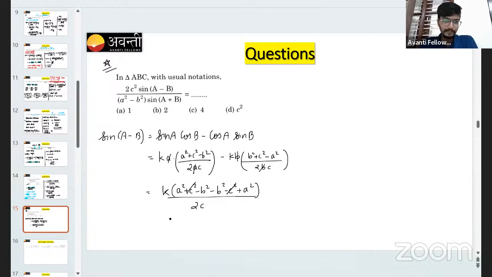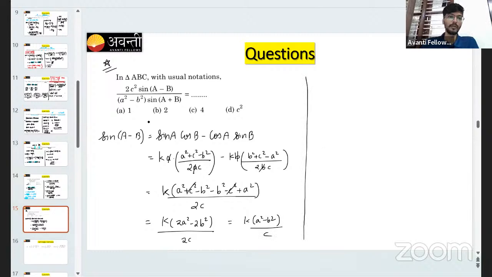So C square is getting cancelled. What I'll get? K into A square plus A square. So 2A square minus 2B square upon 2C. I can take 2 common. So I'll get K into A square minus B square upon C.